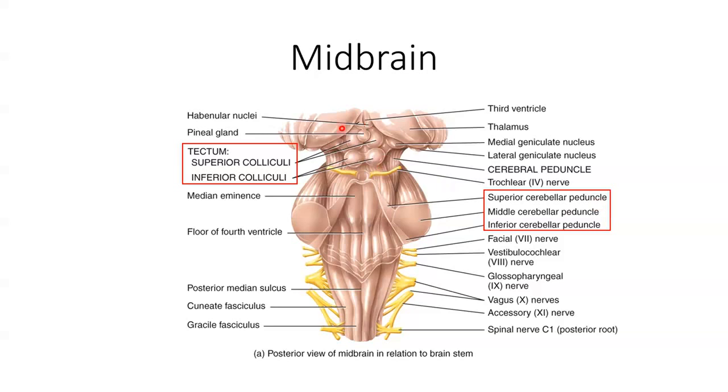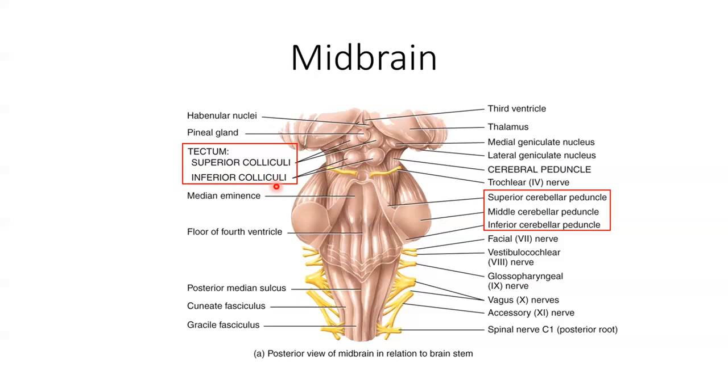The posterior portion of the midbrain is called the tectum, and it contains 4 rounded elevations. The 2 superior rounded elevations are nuclei known as the superior colliculi. The 2 inferior rounded elevations are known as our inferior colliculi.